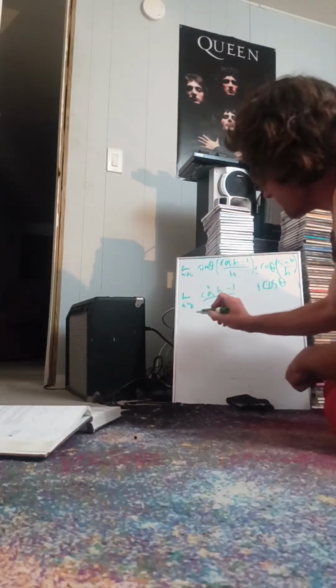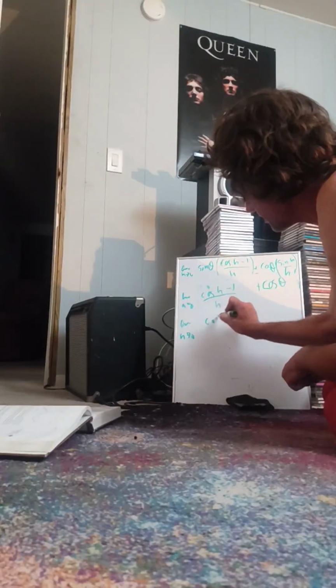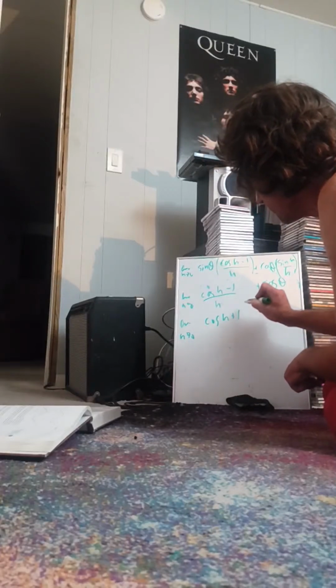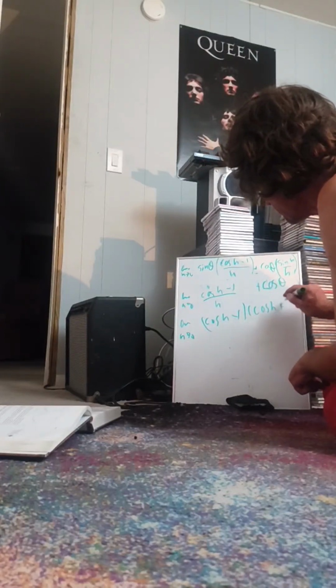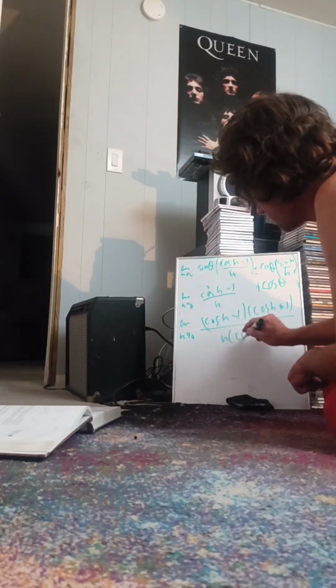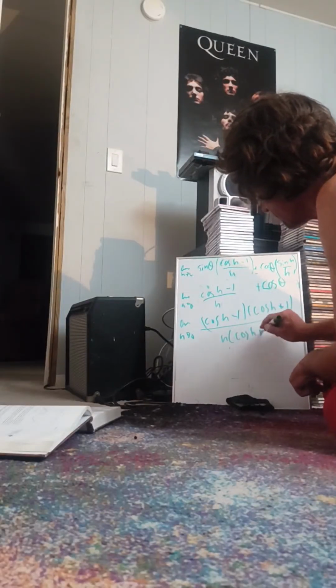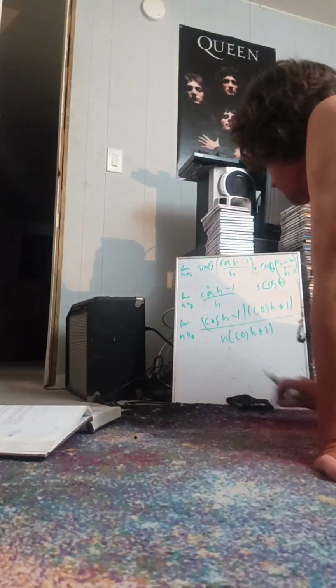Multiply top and bottom by something. Do this. Limit as h approaches 0 of (cosine h minus 1) times (cosine h plus 1) all over h times (cosine h plus 1). You multiply top and bottom by cosine h plus 1, and you get some good results.